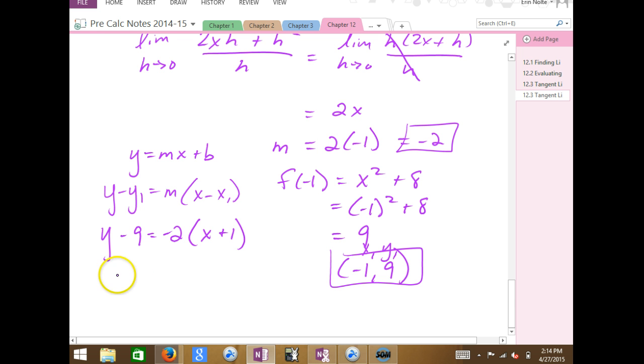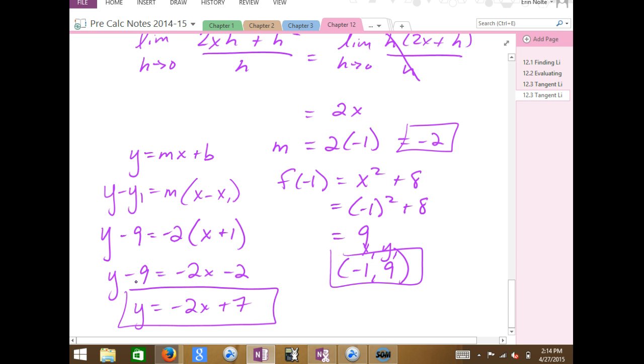Okay, so I can distribute that negative 2. So I have negative 2x minus 2. And therefore, if I add 9, Henry was right that I do get 7. How do you get the point? Negative 1, 9? Since the x value was given to me as negative 1, I just plugged negative 1 into my given function to find the y. That gives me the y. Right.